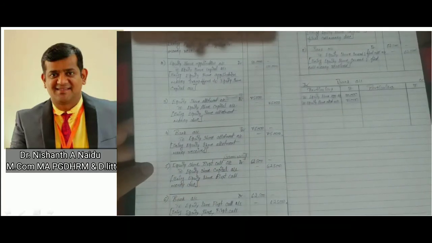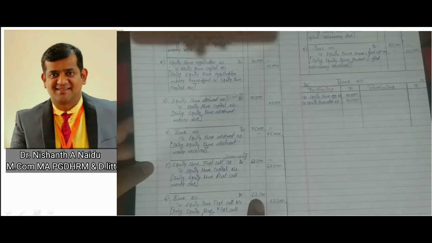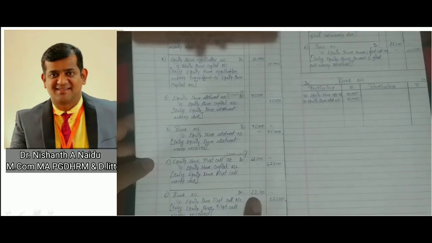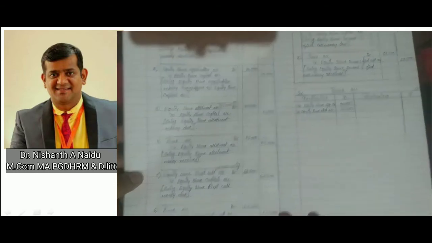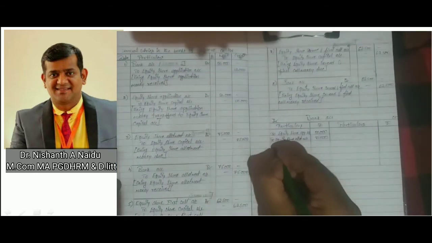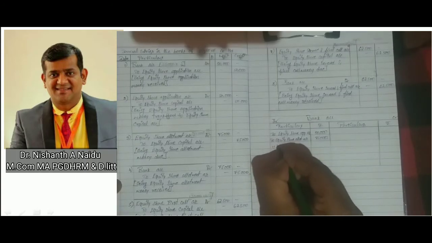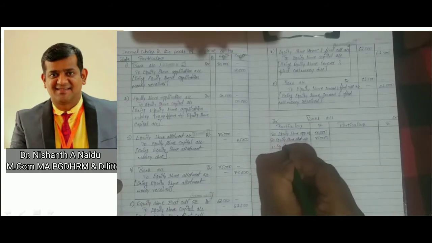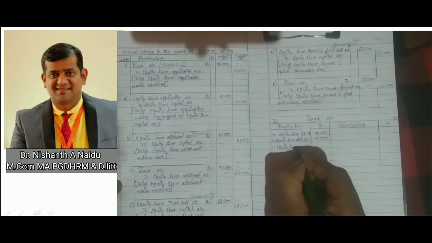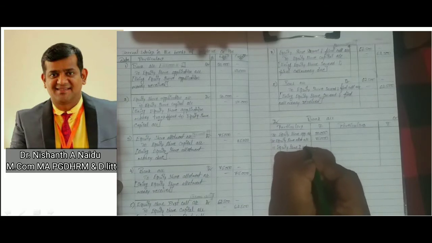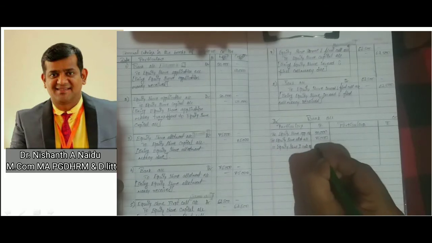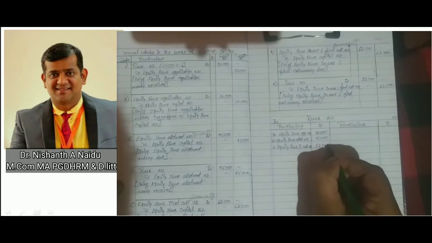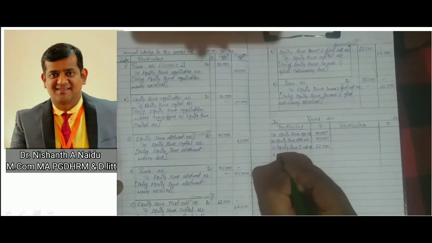There is no bank. In the sixth entry there is bank. So 62,500 received against equity share first call account. So copy that to equity share first call account. How much? 62,500.